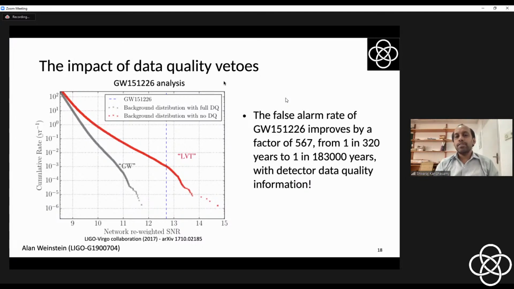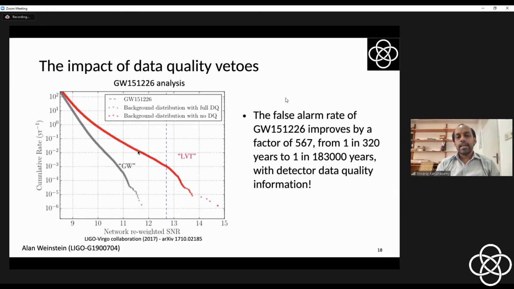But if we apply these vetoes, like if you look at the witness channel and make sure that there was nothing happening during that time, and if you remove the times when something happened in the other witness channels, then this red curve becomes this blue curve. But this event stays there because it's a gravitational signal. It is not affected by the vetoes. So the SNR of the gravitational signal stays there, but the SNR of all the other signals comes down. At least we remove the signals with SNR larger than this, because some witness channel was suggesting that they were local, happening due to something in the surroundings.